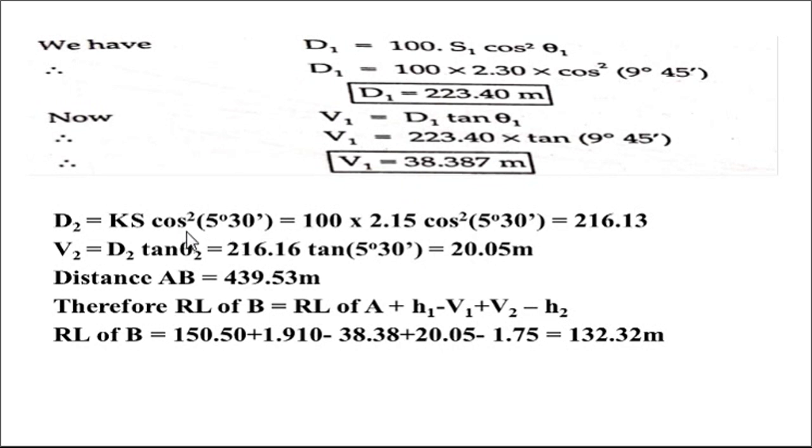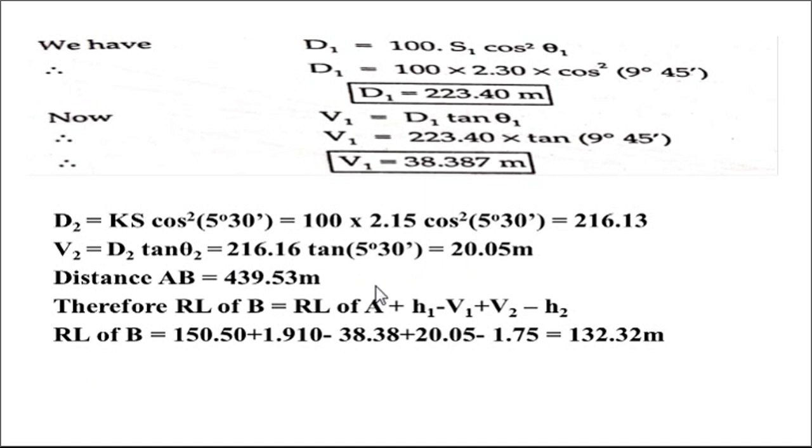Similarly, for the second position to point B, we can calculate D2 and V2. So D2 is equal to K S cos square theta, which is 100 into the staff intercept into cos square of 5 degree 30 minutes. So we will get D2 is equal to 216.13. Similarly, V2 is equal to D2 into tan theta 2. Substituting the value of D2 and tan theta, we will get 20.05 meter as the V2 value.